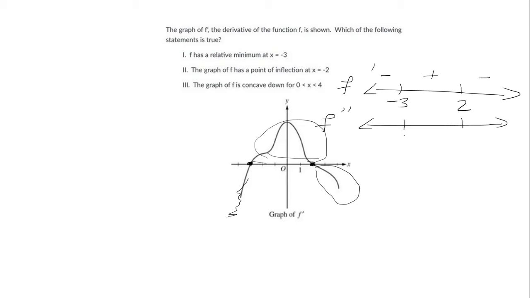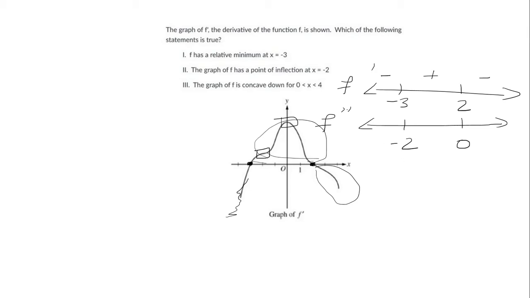Now for the second derivative, we have to see when the derivative of the first derivative is 0. In other words, where is the slope equal to 0? Well, it looks like over here, the derivative is 0, so let's say it's at -2. And then clearly over here, it's 0. And that's it.